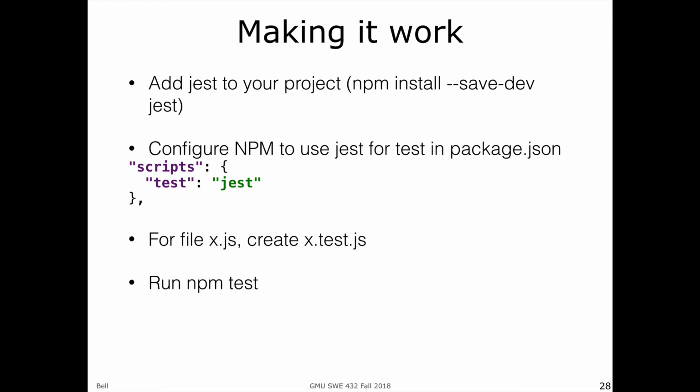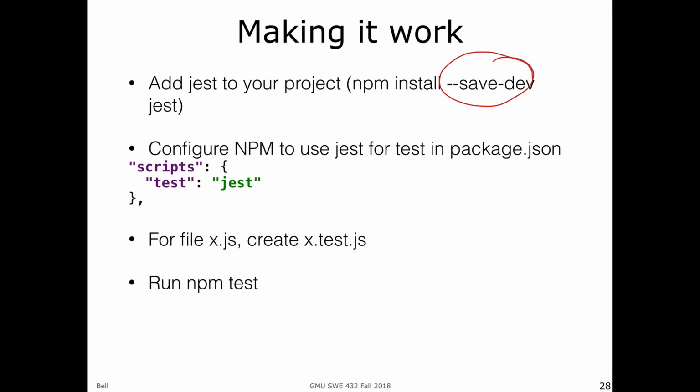How do we make it work? Well, we need to add jest to our project. We'll run that from the command line. We'll use npm install. Rather than --save, we're going to say --save-dev, though. The dev part means don't use this thing when we're actually deploying our project. I only need this module when I'm developing it, which will be the case for jest.